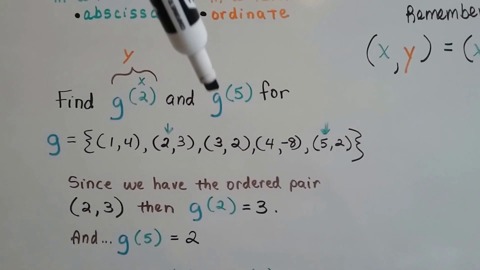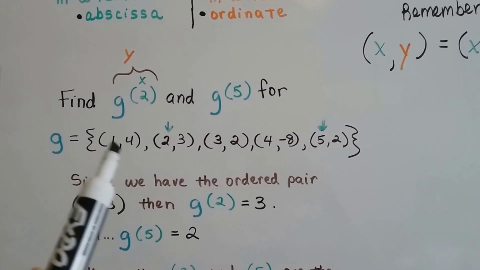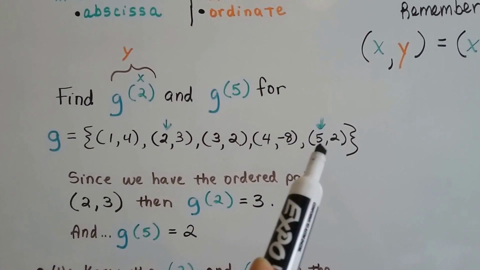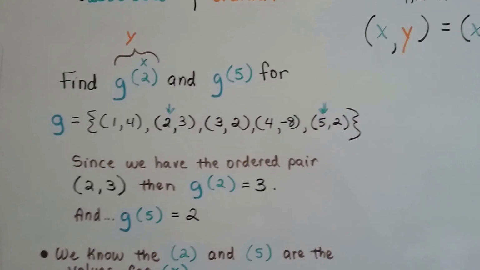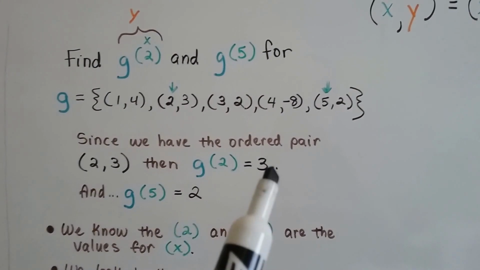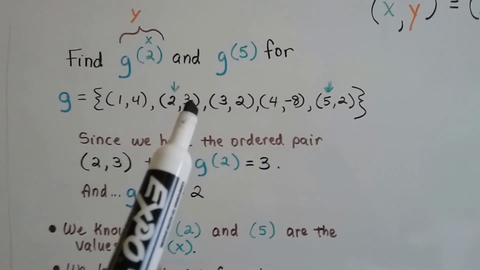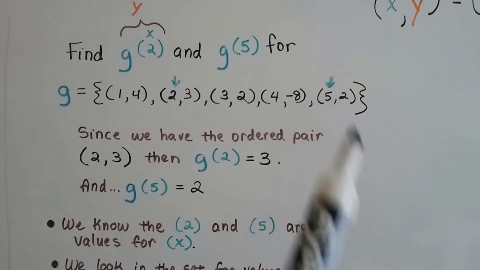And what about this one? Well, it's telling you the x is a 5. So where's the x of 5? 1, 2, 3, 4. There it is. So what's the y value there? So this g of 5 is a 2. See? Since we have the ordered pair 2, 3, then the g of 2 is a 3. There it is right there. That's the y value. And this g of 5 is a 2. It's right there. That's the y value.